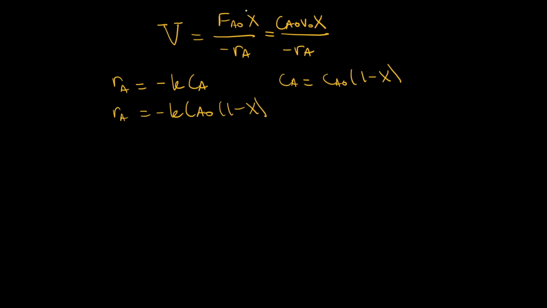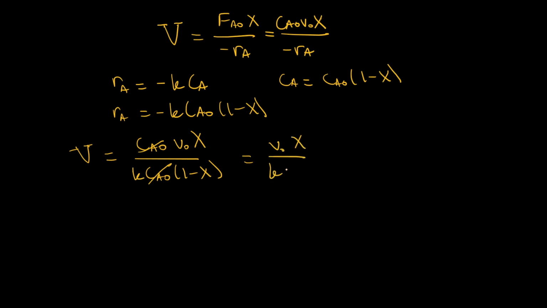And now we can plug this in to this equation for V, and I'm going to use this concentration equation because we already have a CA naught and those two will cancel out. So we end up with V is equal to CA naught little v naught times X over K CA naught times 1 minus X. And here we can cancel out these CA naughts. So we end up with v naught X over K times 1 minus X. This is one way of looking at the problem where we've solved for the volume of the reactor as a function of conversion. We can also solve in the opposite direction where we solve for conversion in terms of our volume. So let's look at that problem as well.